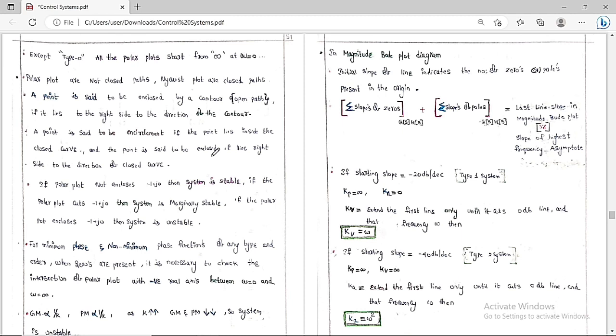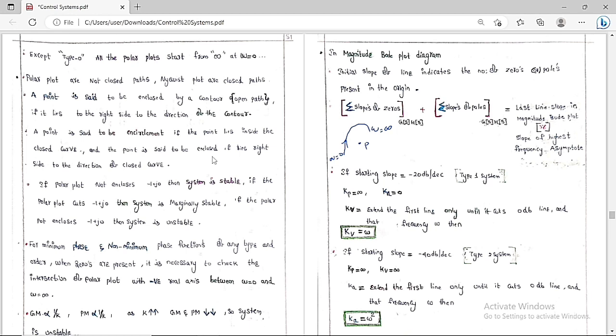The next point is, a point is said to be enclosed by a contour or an open path if it lies to the right side of the direction of the contour. Listen carefully. What is the meaning of this statement? Suppose there is some contour in this direction, omega equal to 0 to omega equal to infinity. Suppose this is a point here. This point is to the right side of this path. Therefore we can say this point is enclosed by this contour.